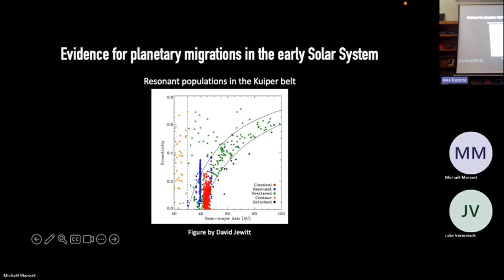And this resonant population, they are overpopulated. They could not have formed in situ, so you actually have Neptune migrating outward and pushing objects into these resonances. So that's another indication of planetary migration.